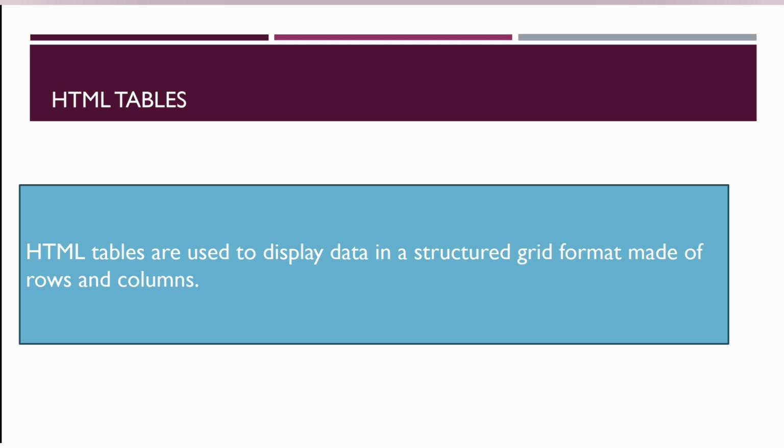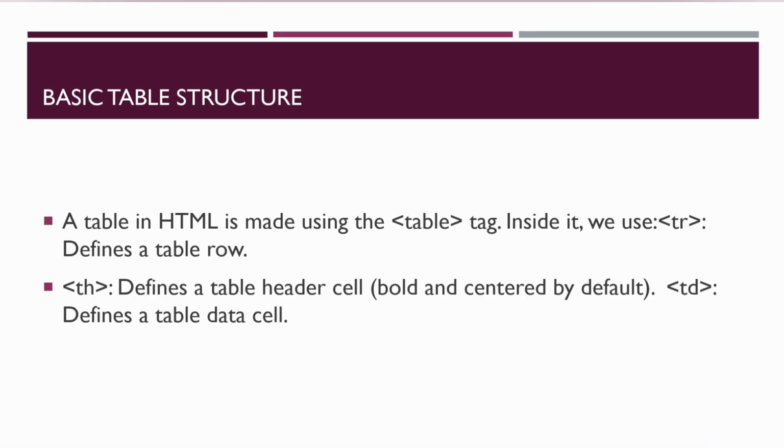HTML tables. HTML tables are used to display data in a structured grid format made of rows and columns, like creating timetables or storing employee data, like their roll numbers, age, their salaries, etc. In such cases, we use these tables. Okay, let's see in depth. Basic table structure.